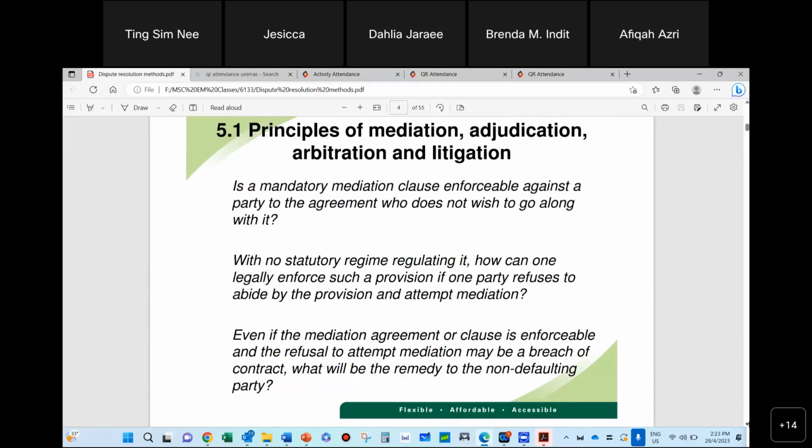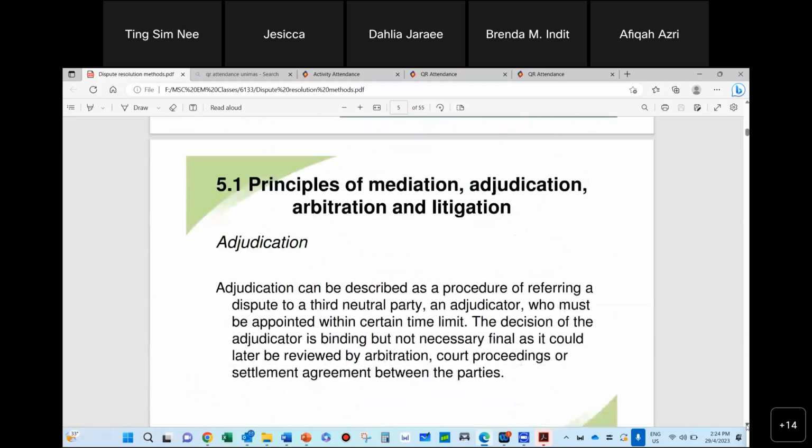So is mandatory mediation enforceable against a party who does not wish to go along? There's no statutory regime to regulate it, but because it's a contract that you have already signed, a refusal to do it will be a breach of the contract. So you have to be careful. If it's already mandatory within the contract itself, you have to follow it. Otherwise, you are not abiding by the contract. So that is the whole issue.